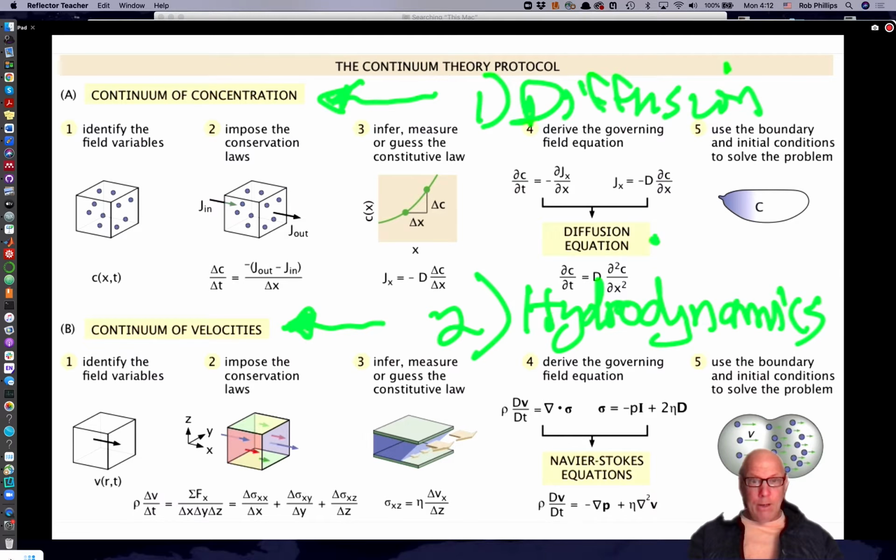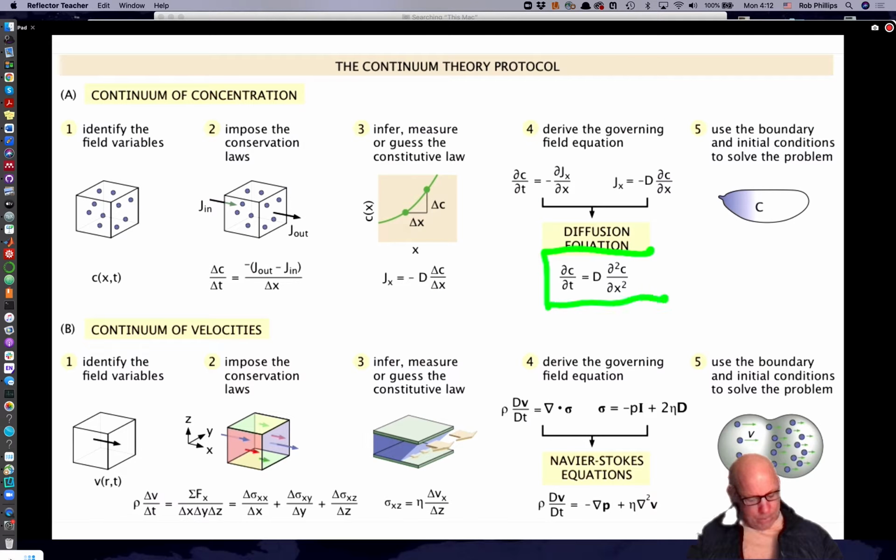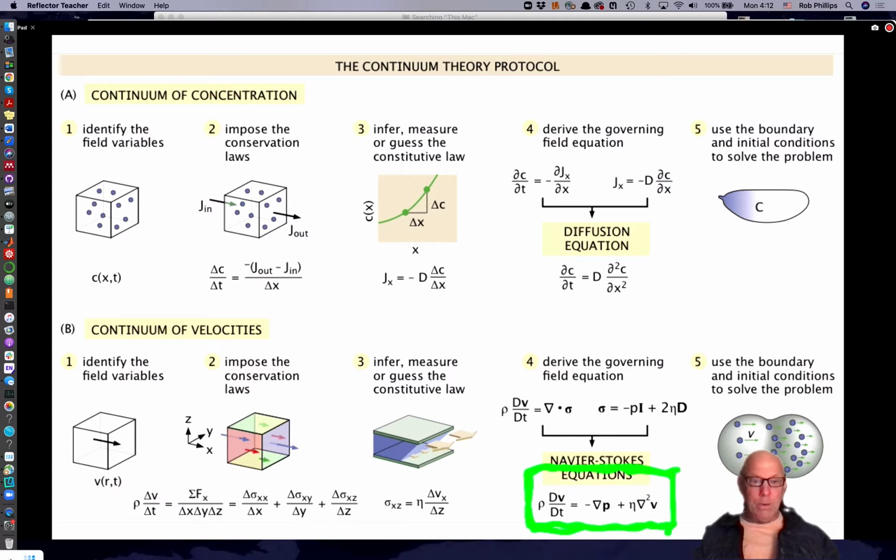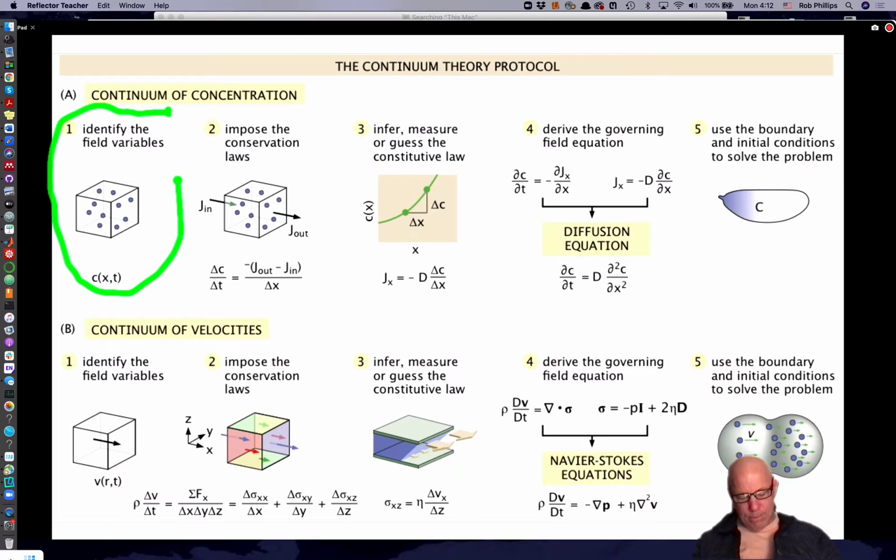So in the diffusion context, where we end up, as we've already done, is with the continuum diffusion equation. It's a partial differential equation that describes the space-time evolution of the concentration field. And in the context of fluids, we'll end up with the famed Navier-Stokes equations, which describe the density and velocity profiles in space and time in a moving fluid. And so just to recap what happened already in the context of diffusion, the continuum theory protocol asks us to identify field variables. In the context of diffusion, that was the concentration.